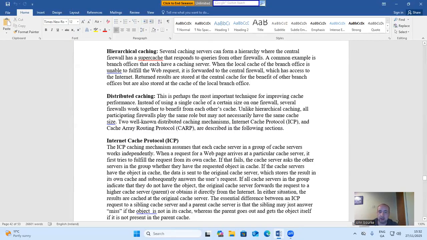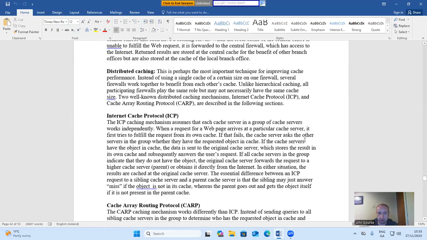Distributed caching. This is perhaps the most important technique for improving cache performance. Instead of using a single cache of a certain size on one firewall, several firewalls work together to benefit from each other's cache. Unlike hierarchical caching, all participating firewalls play the same role but may not necessarily have the same cache size. Two well-known distributed caching mechanisms, Internet Cache Protocol (ICP) and Cache Array Routing Protocol (CARP), are described in the following sections.